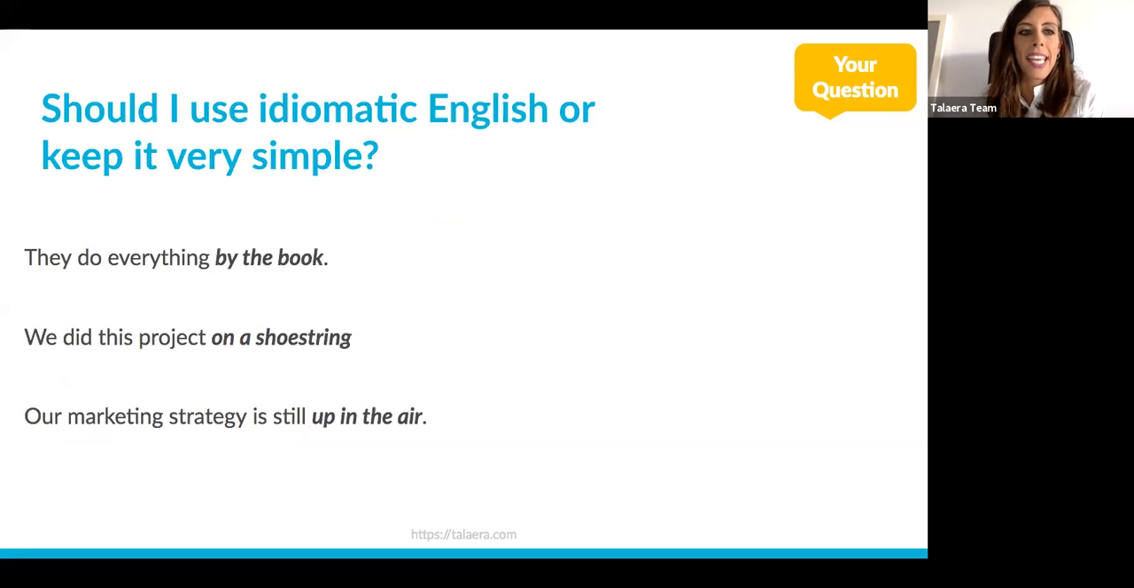Should I use idiomatic English or keep it very simple? This was a question of yours. Idiomatic expressions are the kind where, when you put the words together, it doesn't really make sense. They have a special meaning. For example, they do everything by the book. If you don't know this expression, what does that mean? Or we did this project on a shoestring. Is it talking about shoes? Or our marketing strategy is still up in the air? Where is it? Now, these are idiomatic expressions.